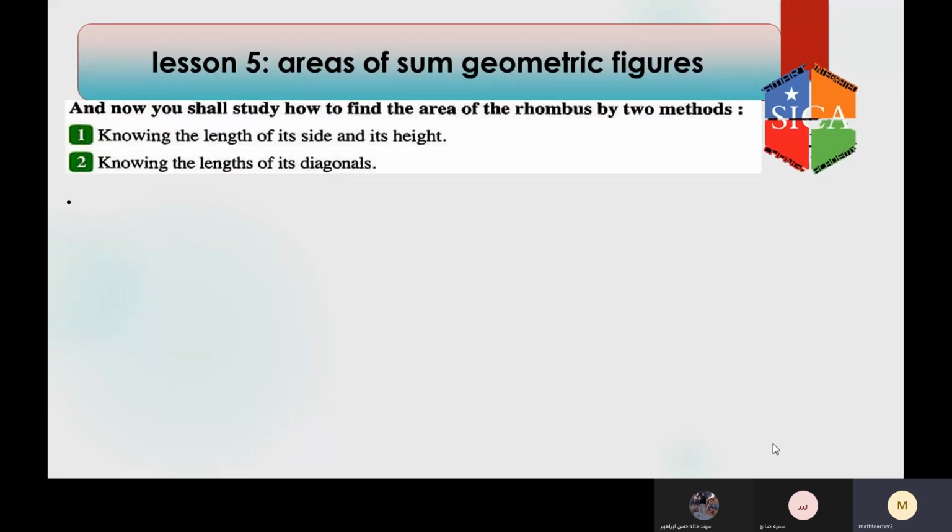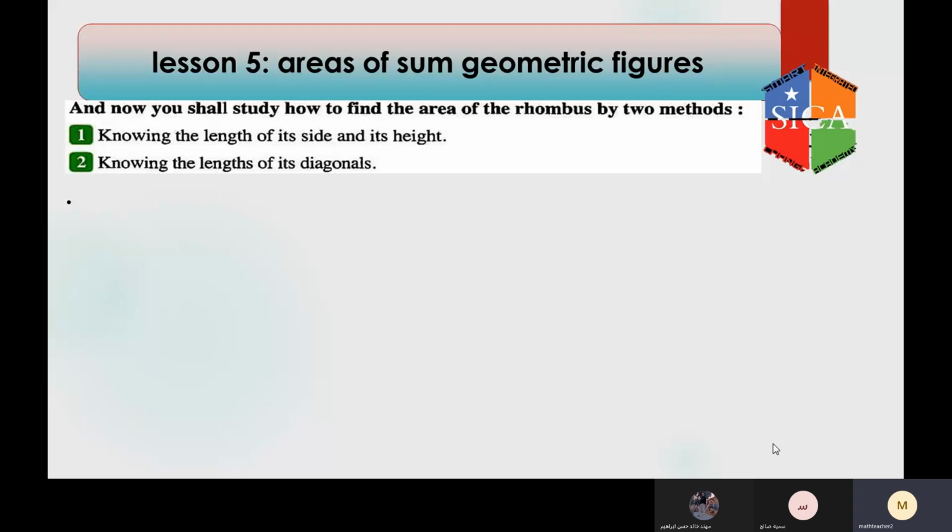The area of the rhombus: we can find it knowing the length of its side, or we can get it by knowing the length of its diagonals, or knowing the length of its side and its height.